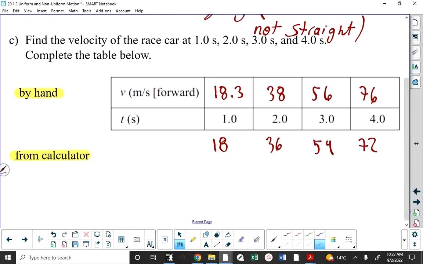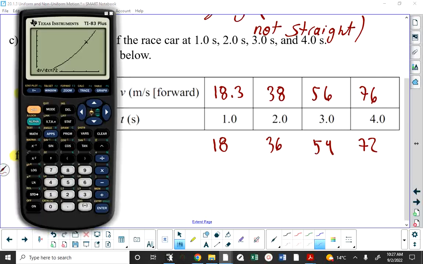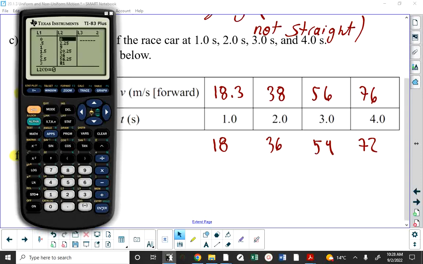I can put them in my calculator in list 1 and 2. Or I can put them in 3 and 4. It doesn't really matter. But I don't want to add to what I know is already a confusing topic. So I'm going to go back to my list. So stat, enter. I might as well clear them all.